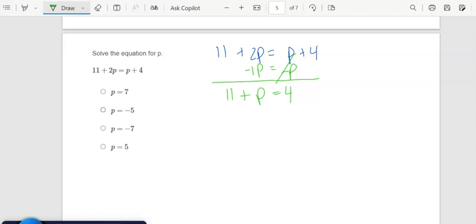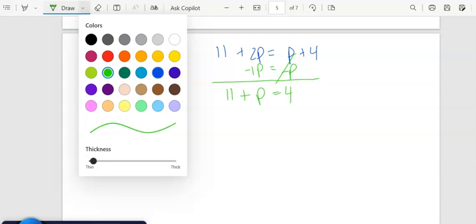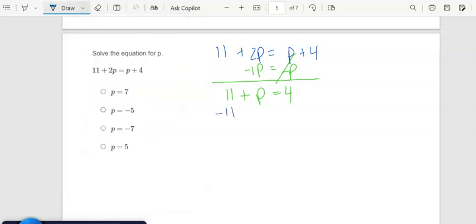Okay, so the 11 is positive, so we're going to have to subtract it to get rid of it on this side. What you do to one side, do the other. This cancels. We're left with p. And then 4 minus 11, look what that looks like, is the same as 4 plus negative 11, or just put in your calculator, it's negative 7.